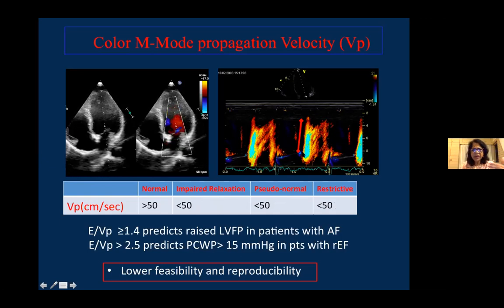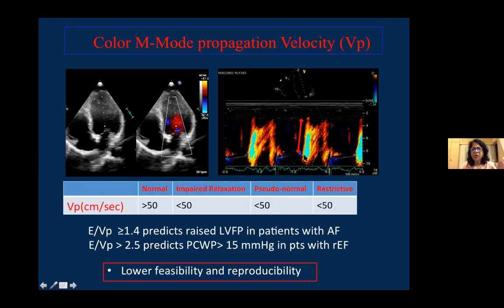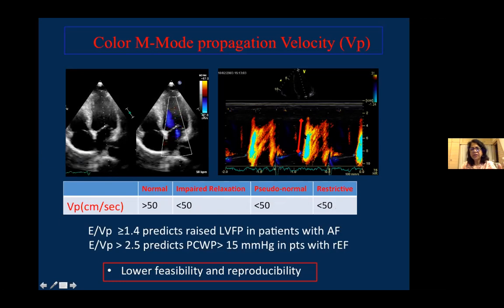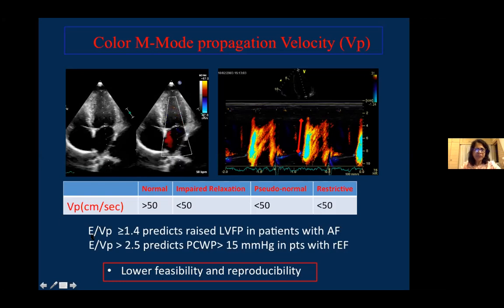In a normal heart, where elastic recoil is very, very efficient, the blood flows very fast from base to apex. So this slope is very steep normally. And when the patient develops diastolic dysfunction, the slope becomes inclined. Now, it has got low feasibility and reproducibility, no doubt about it, but we can always do it. And E wave of mitral inflow pattern by VP more than 1.4 predicts raised LV filling pressure and increased systolic volume.